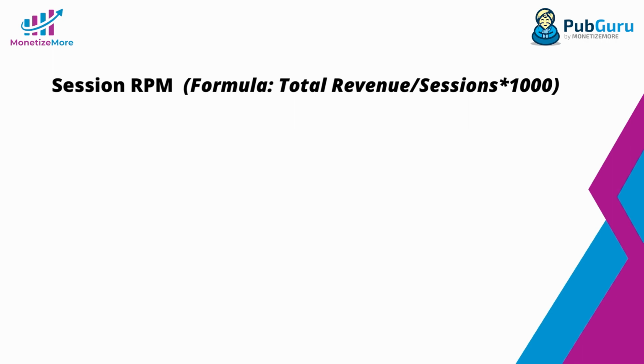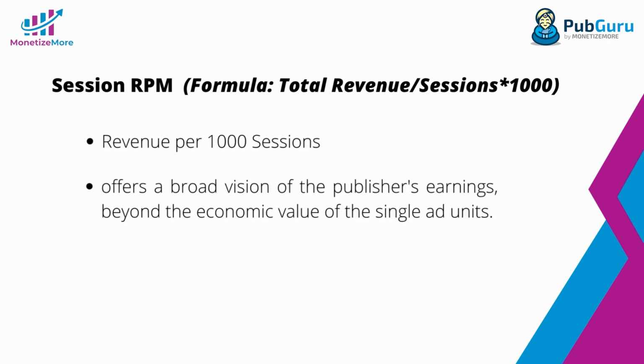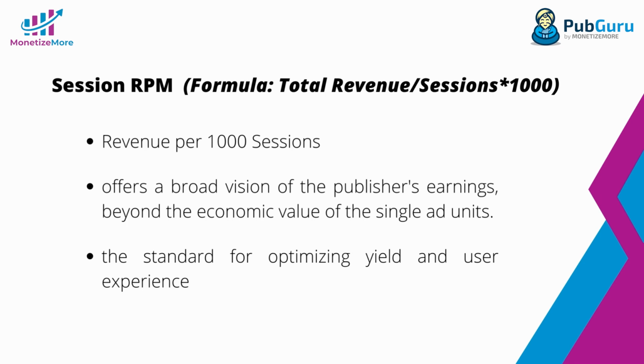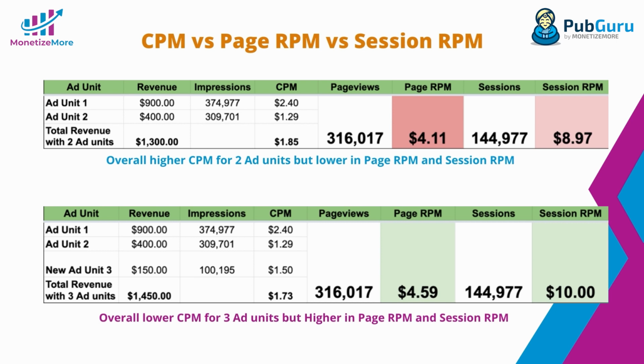If those readers get overwhelmed with ads on your page, they could exit their session prematurely and may not return. As for the session RPM, the formula is total revenue divided by sessions times 1,000, or revenue per 1,000 sessions. It offers a broad version of publisher earnings beyond the economic value of the single ad units, and others say it is the standard for optimizing yield and user experience.